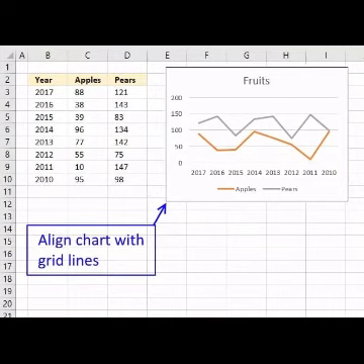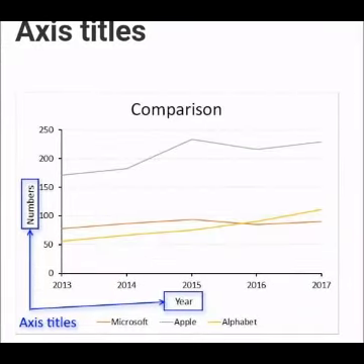Grid lines. Horizontal or vertical lines on the plot area depending upon the chart type are known as grid lines. They make it easier to understand the values. Axis title. The headings given to x-axis and y-axis are known as axis titles. They help in understanding what is being depicted on the axis.